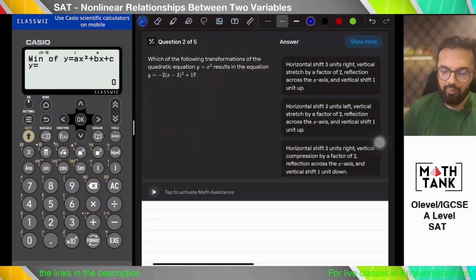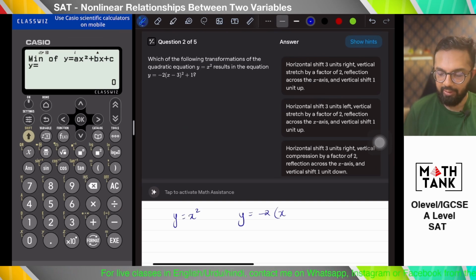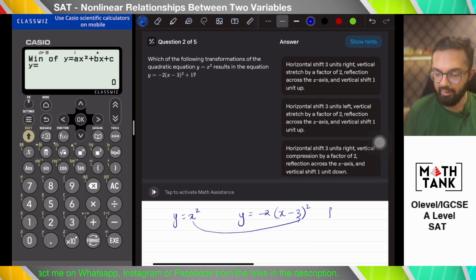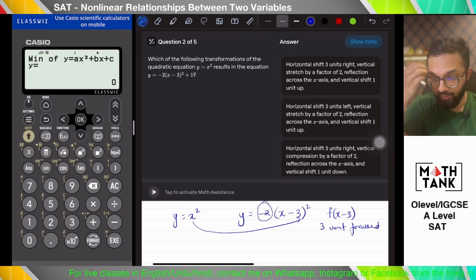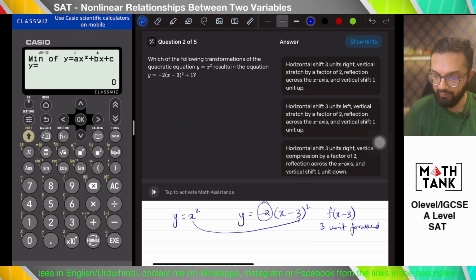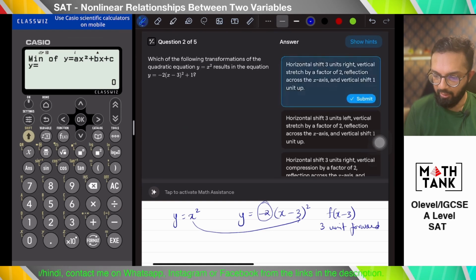The following transformation takes the quadratic curve from this to that. So I see there is a stretch involved. There's a translation first, and x is replaced with x minus 3. So f of x minus 3 tells me that this is a 3-unit horizontal shift, 3 units to the right. Okay, and then it gets multiplied with minus 2. So then it's followed by a stretch factor and a reflection across the x-axis.